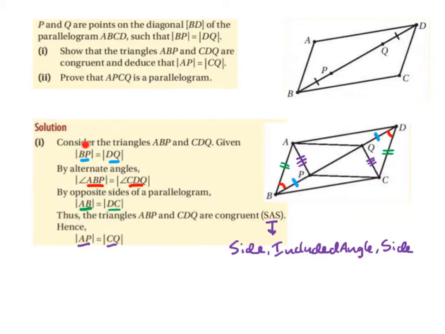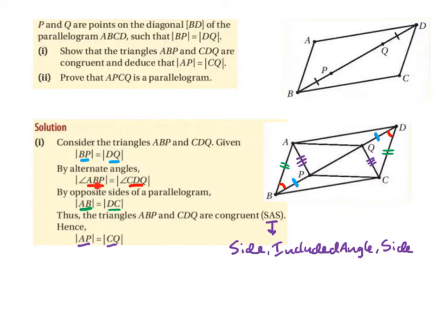Given the distance from B to P is equal to the distance from D to Q. So that was given in the question. So I've drawn in one little line in blue and another little line in blue to show equal length. So I've underlined each of these in blue and I've highlighted them in blue over here as well. So this line is equal to this line, or this length is equal to this length. So that was given to us in the question. So what else do we know?